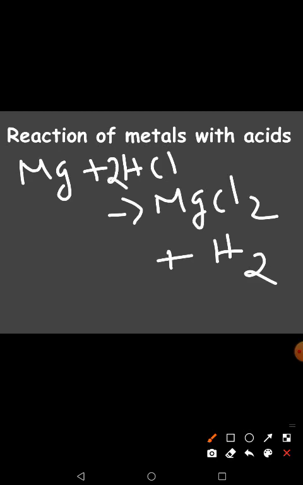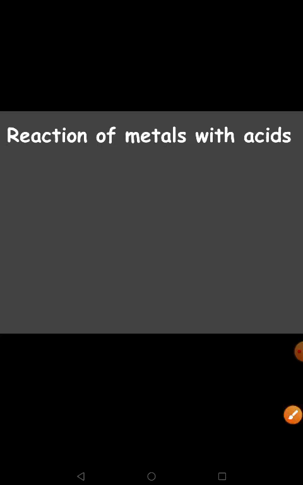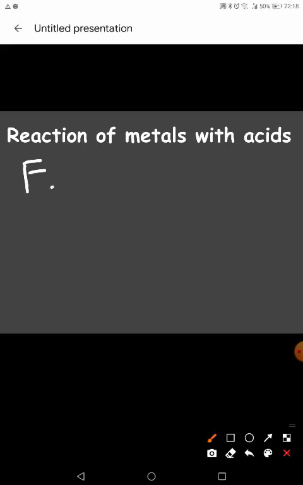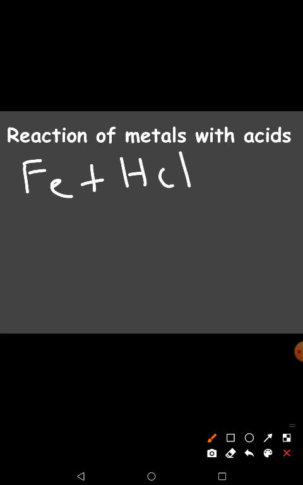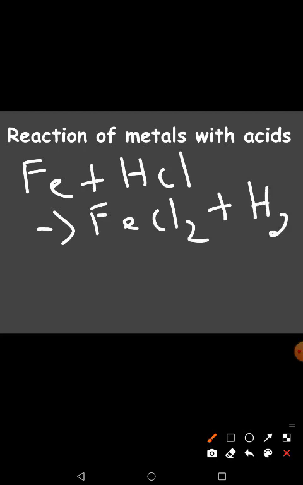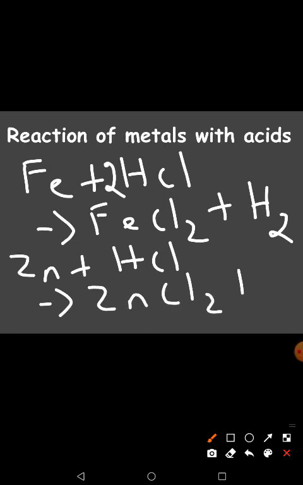Now let's write down the reactions for iron and zinc. For aluminium, I'll tell later because the balancing is a little tedious, so I will do that at the end. Now with iron it is Fe plus HCl gives you FeCl2 plus H2. When I balance, I'll put a 2 here. Similarly with zinc, it is Zn plus HCl gives you ZnCl2 plus H2. To balance, it is 2 here.